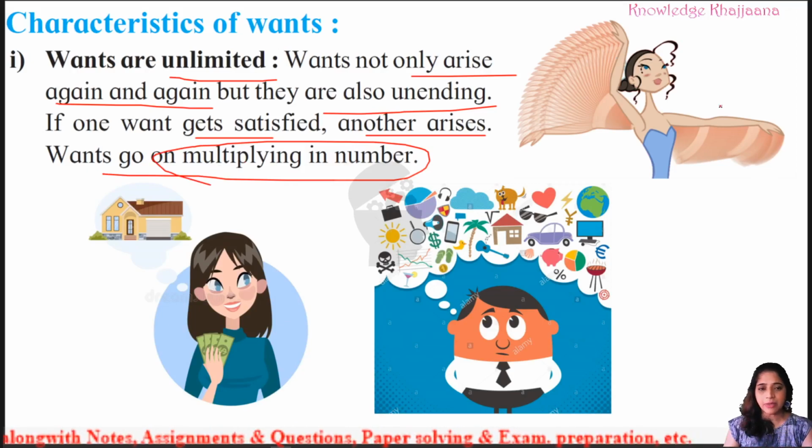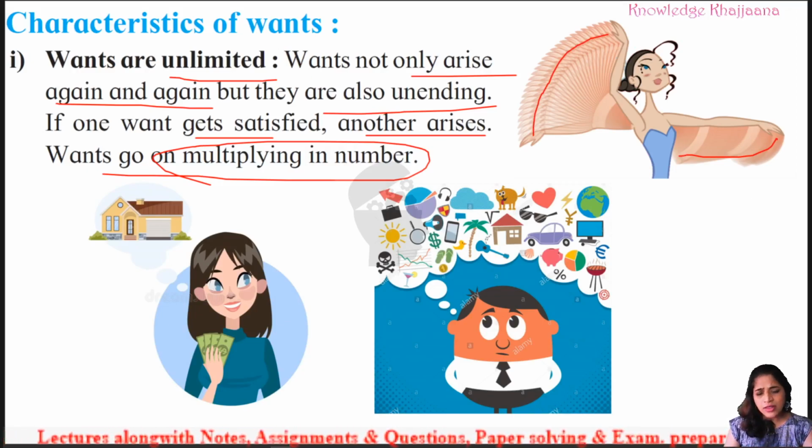See, with this example you can come to know. What I have shown, these people have only two hands, but how many wants do they have? They want to have more and more things. This is called wants are unlimited.